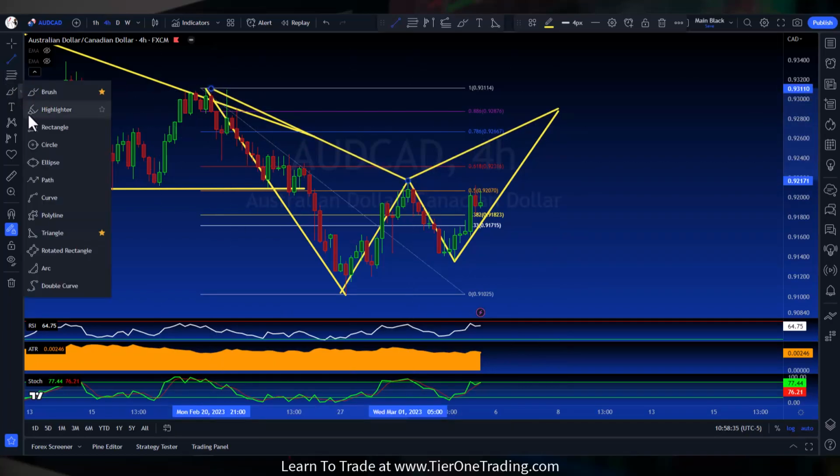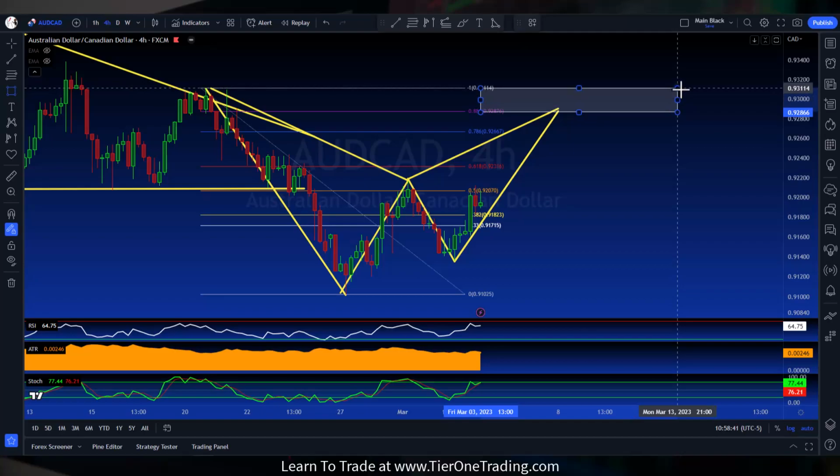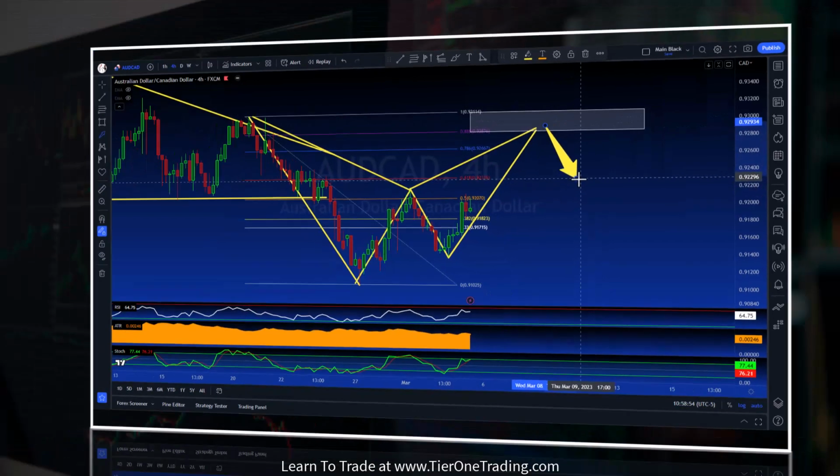So we're looking at a zone that starts at our 886, which is about 92.87s to start our pattern, and a completion zone right at the high of our X leg, which is about 93.10s. We've got a nice 93 even handle in there as well. Bearish, or potential bearish, bat pattern here on the Aussie-Canada 4-hour time frame.